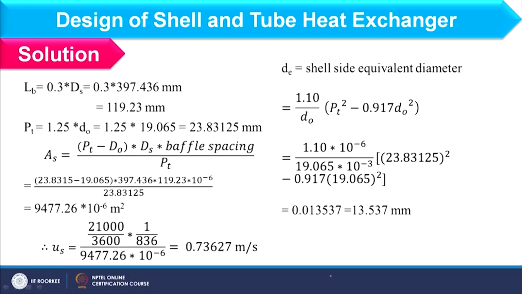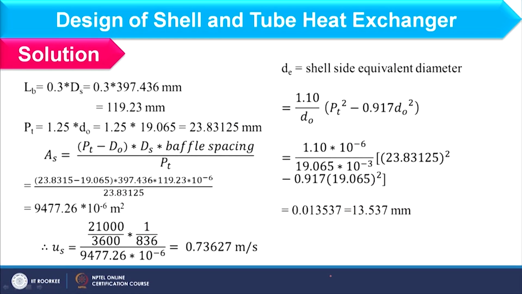Now, next step is to find out heat transfer coefficient in shell side. And to carry out this, we have to specify baffle spacing. So the baffle spacing, if you remember, the optimum range varies from 0.3 to 0.5 into shell dia. Here I am considering 0.3 into shell dia. So baffle spacing comes as 119.23.